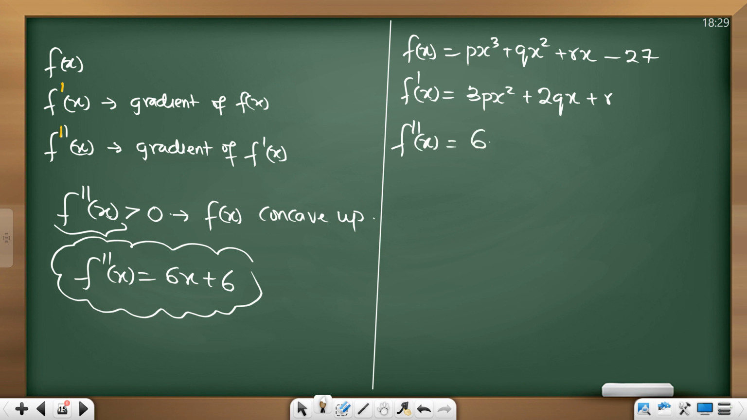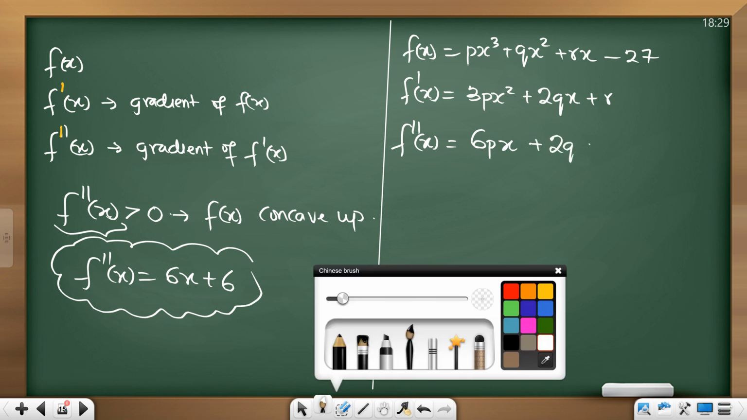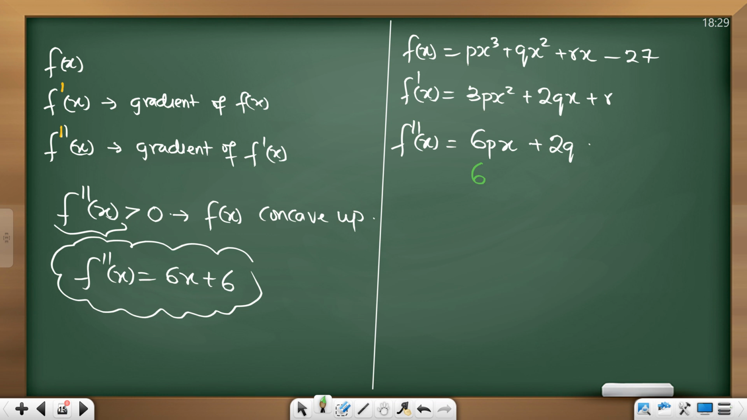Can we find the second derivative? What will it give us? 6px plus 2q. Do we agree? Can we compare that to what we know? 6x plus 6. What we know. What does that tell you? It means 6p equals 6. Those are the coefficients of x. What is p? 1.